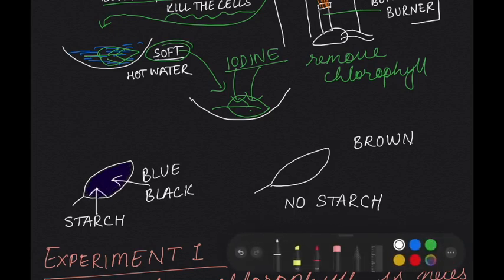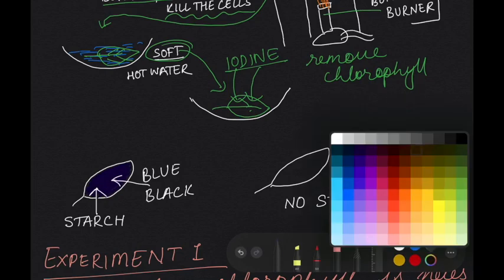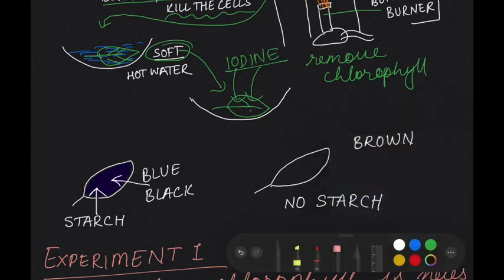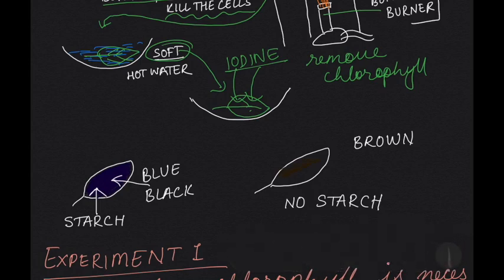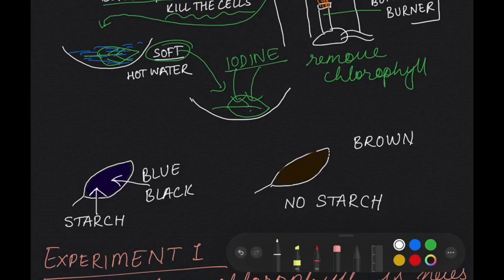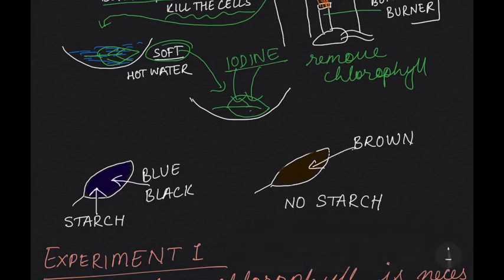Supposing you had taken that leaf from the dark room and immediately performed the iodine test, you know that leaf does not have any starch in it, so that leaf will turn brown in color. It does not turn blue-black, it turns brown. If it is turning brown, that means it does not have any starch in it. So the two main steps that you have to follow in any experiment on photosynthesis are, first, discharging and then the iodine test.